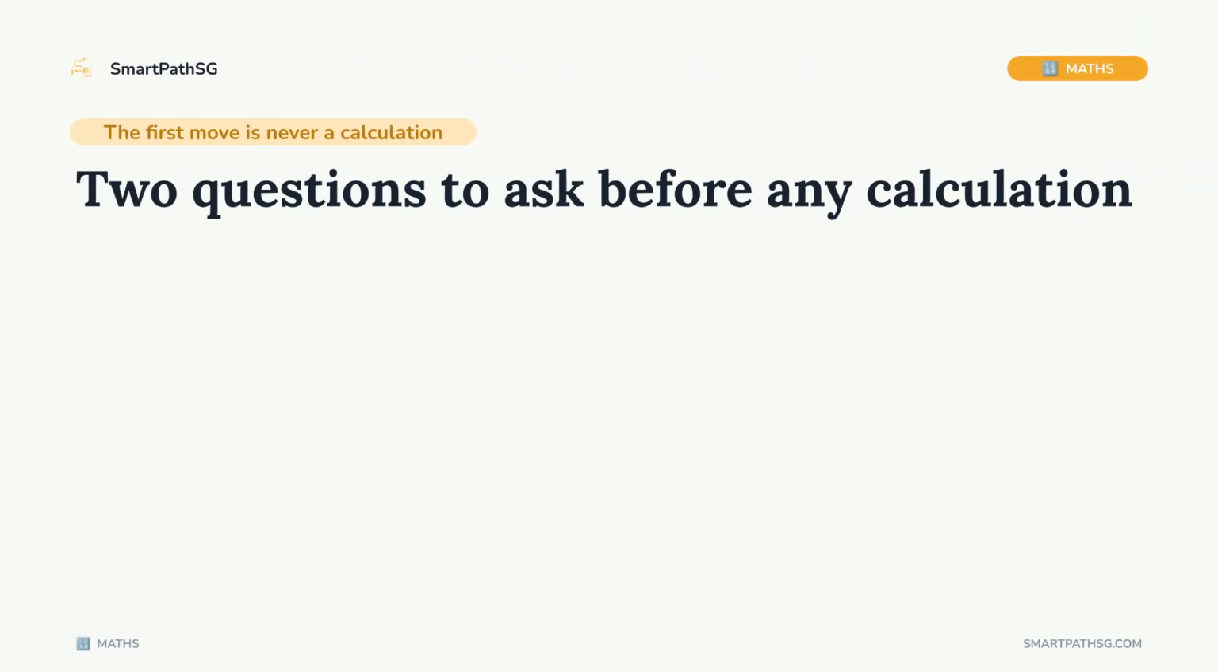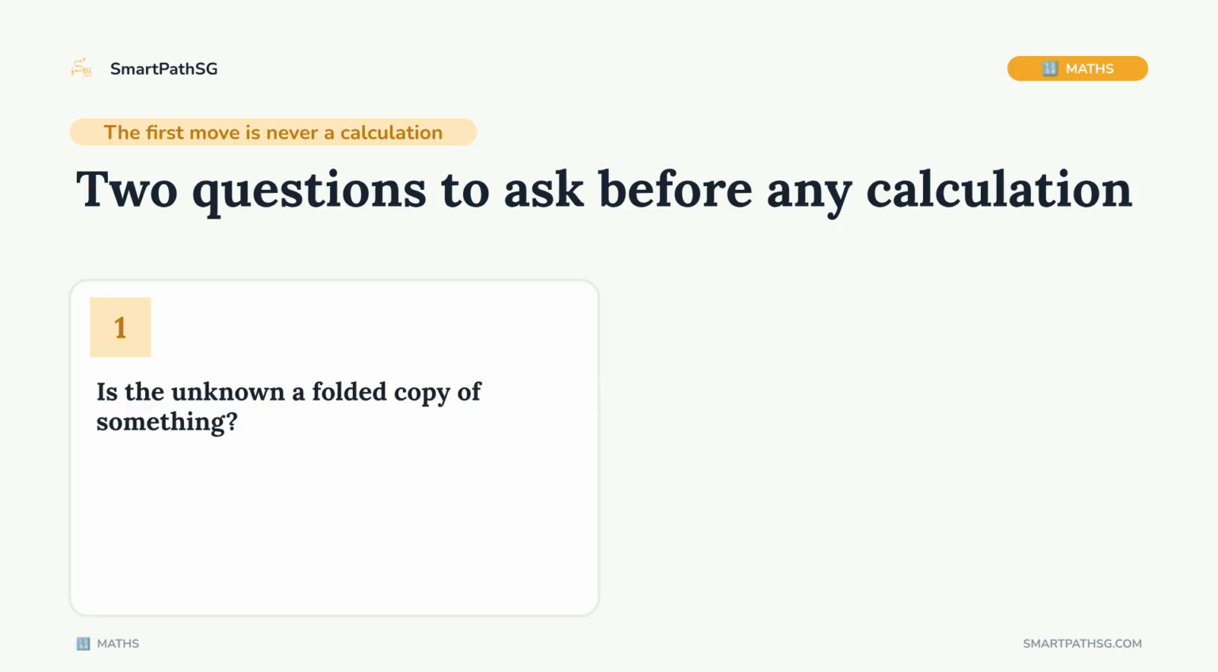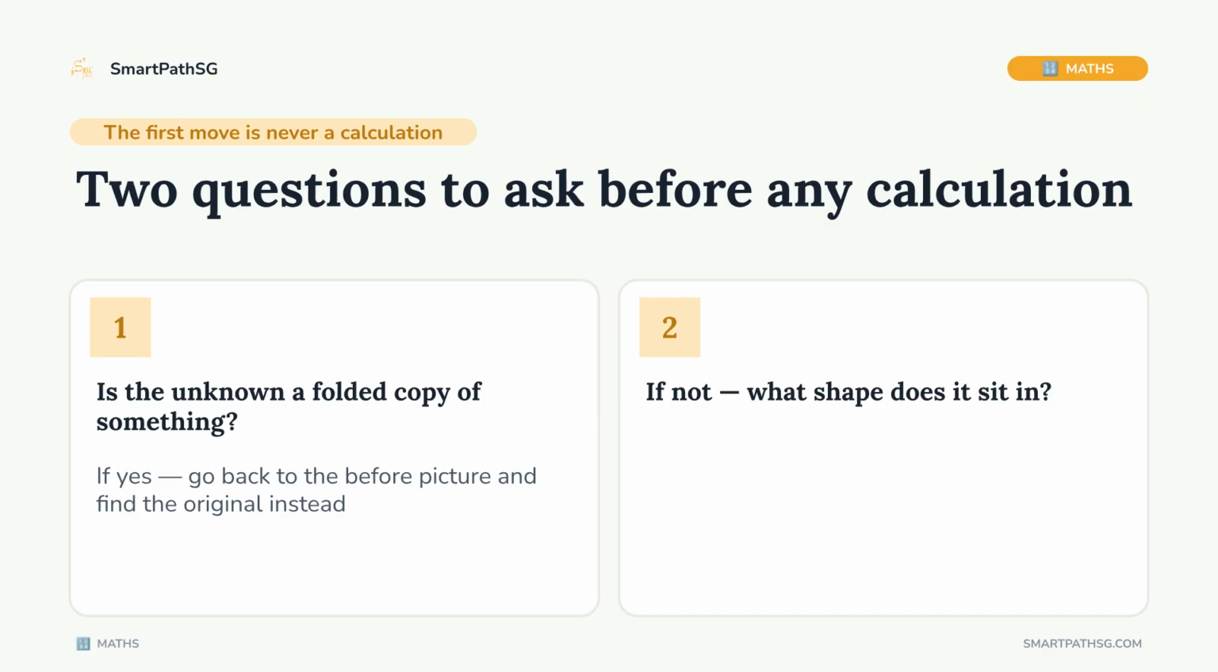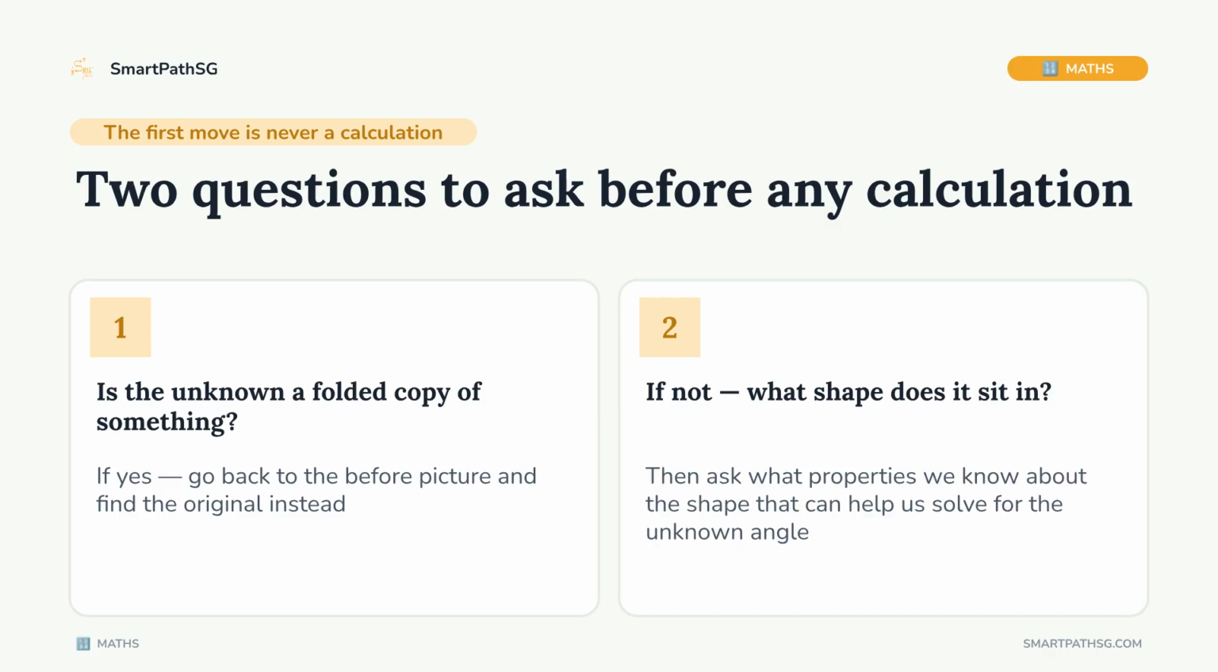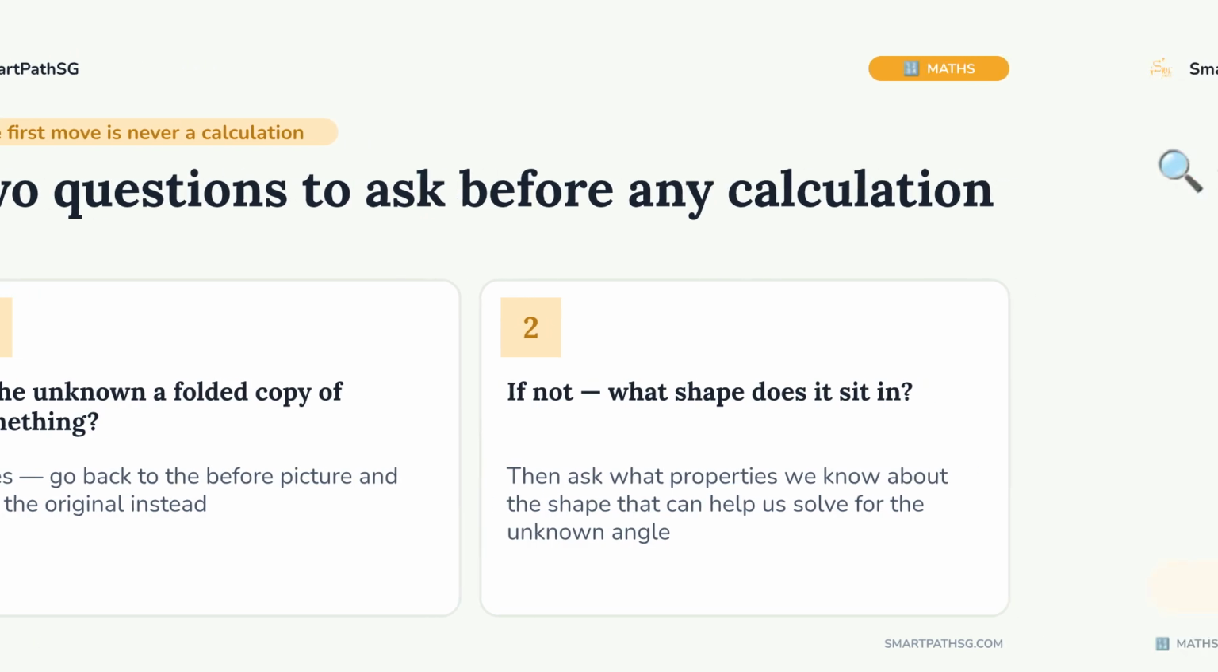With folding understood, ask these two questions before any calculation. 1. Is the unknown a folded copy of something? If it is, go back to the before picture and find the original instead. That's how we'll solve angle X. 2. If it isn't, what shape does it sit in? And what properties we know about the shape can help us solve for the unknown angle? And that's how we'll solve angle Y.